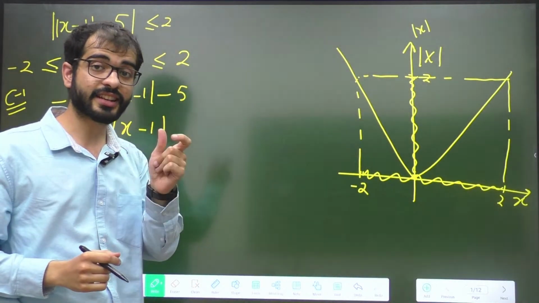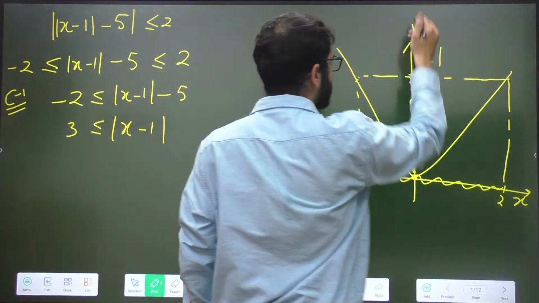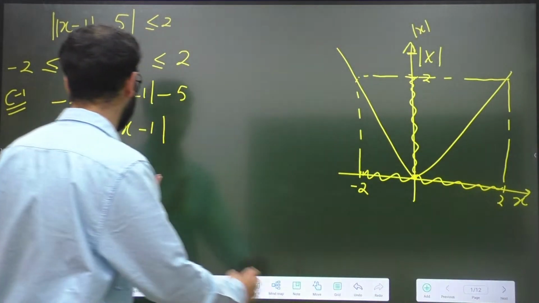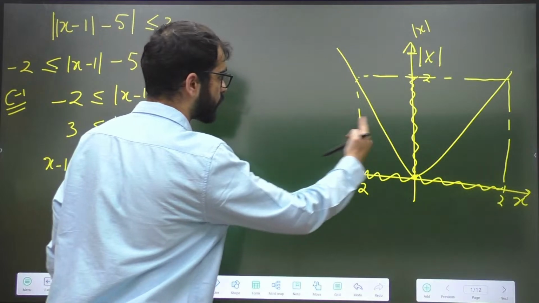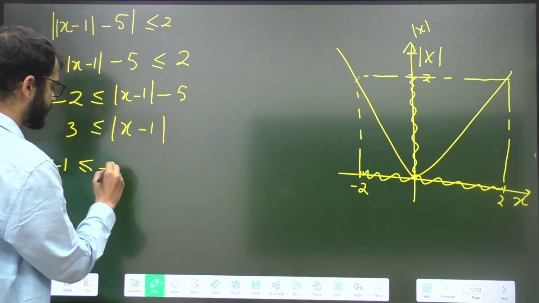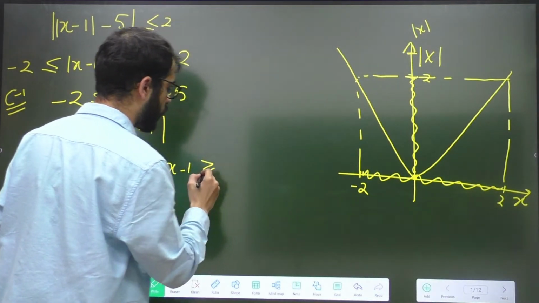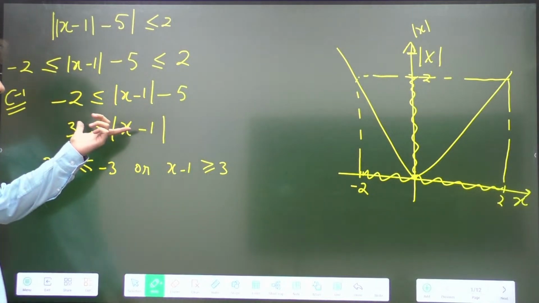Now the difference is there is a word or. If the value of modulus has to be greater than 3, either it is more than 3 or it is less than minus 3. So I'm going to say either x minus 1 is less than what value? It should be less than or equal to minus 3, or this expression x minus 1 should be greater than or equal to 3. When either of these conditions is true, then this condition would be true.